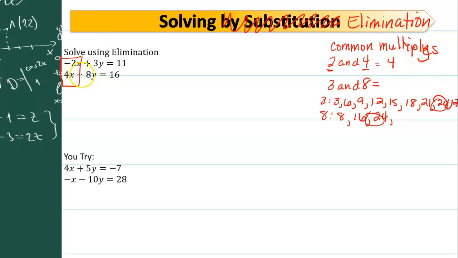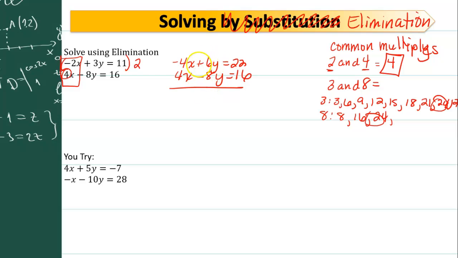So I'm going to use the x's. We don't have to do this for both. We just choose one. So I'm going to find a common multiple for the x's, which we've decided is 4. What I want to do is turn these both into 4s. Well, this one's already a 4, so I need to multiply my top equation by 2. So this becomes negative 4x plus 6y equals 22. The bottom is 4x minus 8y equals 16.